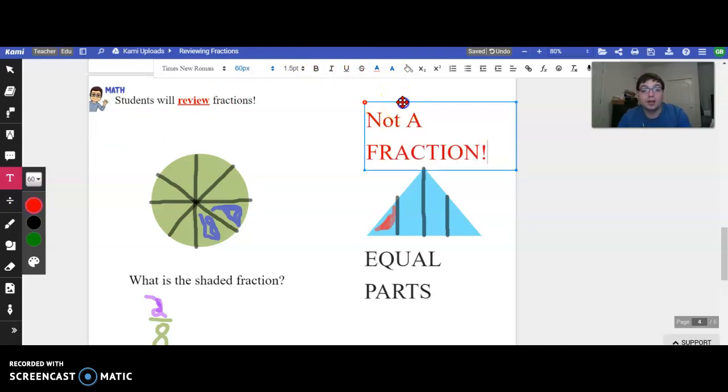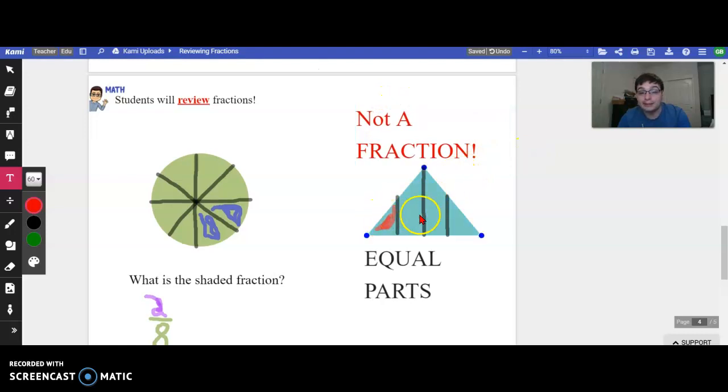Okay? I do have four pieces, but they're not equal. That's like if this is a candy bar or something, and I say this is your piece and this piece is my piece. They're not even, that wouldn't be equal. That wouldn't be fair. Okay?